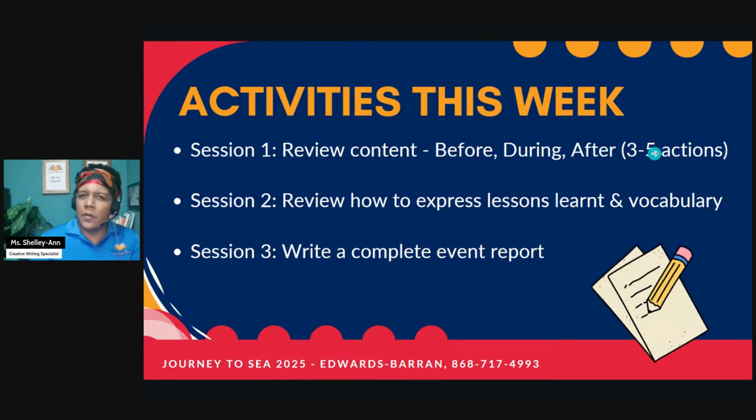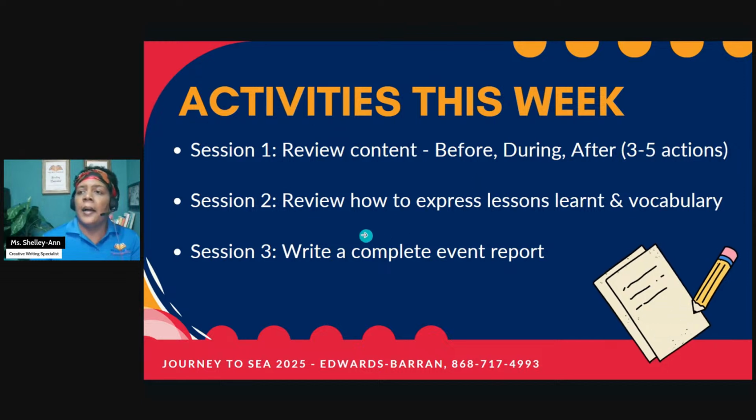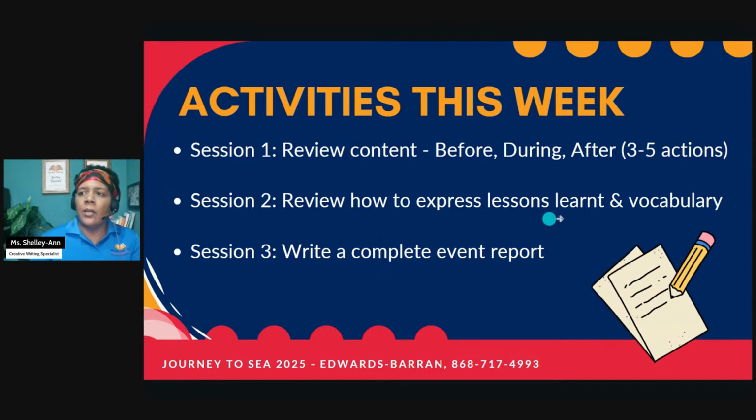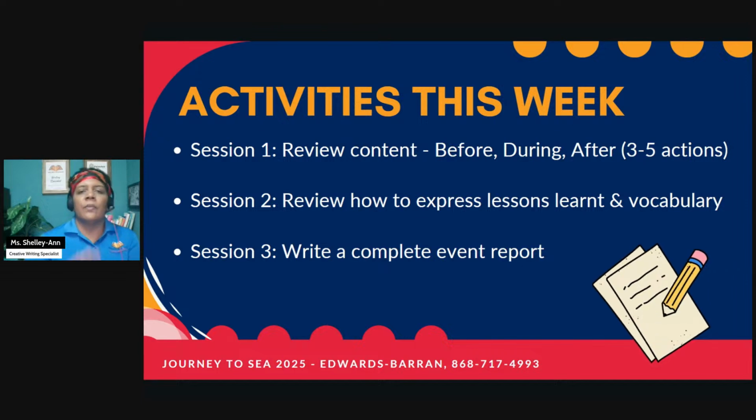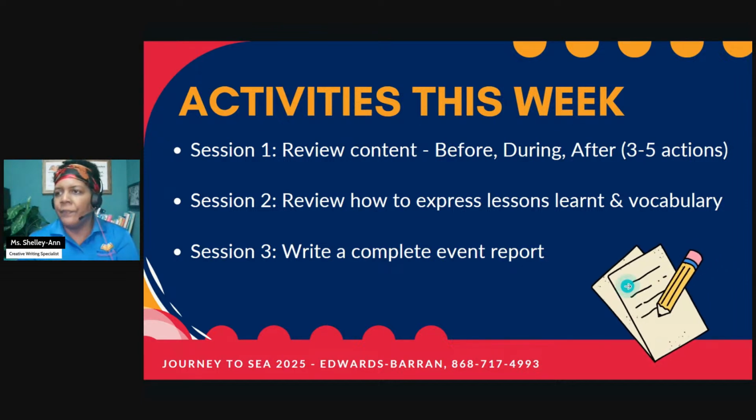So you want to break it down and take a really good look at that 5 paragraph structure and what is supposed to go into each section when you have an event. And then you want to look at how to express lessons learned. We want to look at vocabulary associated with certain events. And then you want to write a complete event report. All right, so that's what you're working on this week.